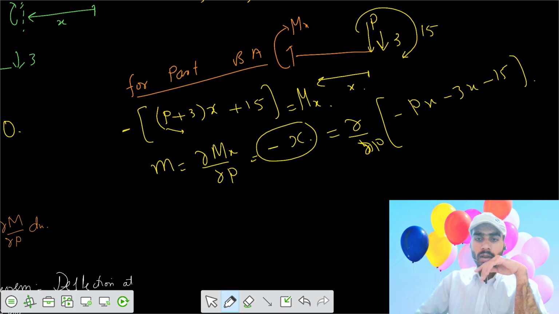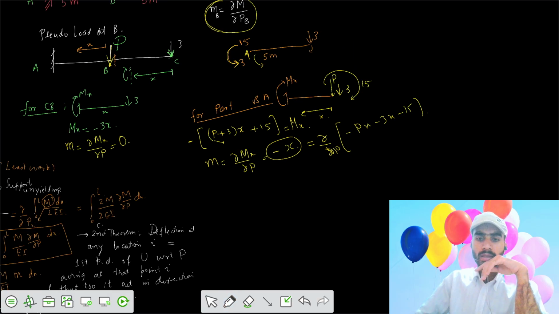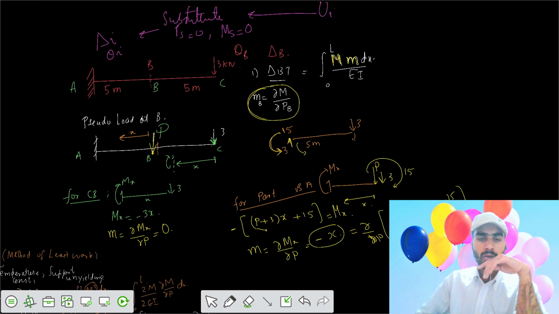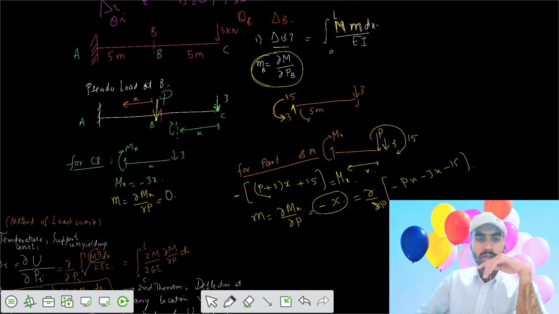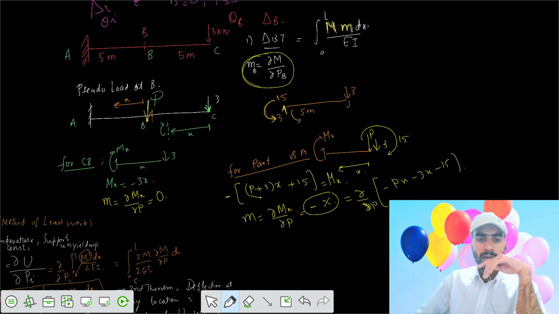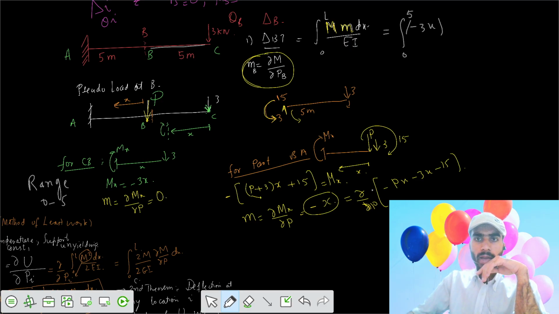So finally we were having two segments, but the first segment contributed 0. So you can say that the first segment contributed 0 in this equation. Now if we ask what is the total delta at B, we would write 0 to, now we have to say what is the range of x also. Range for BC was from 0 to 5. If you write 0 to 5, M was there minus 3x, but the value of m was 0, dx by EI, and you had to add plus.